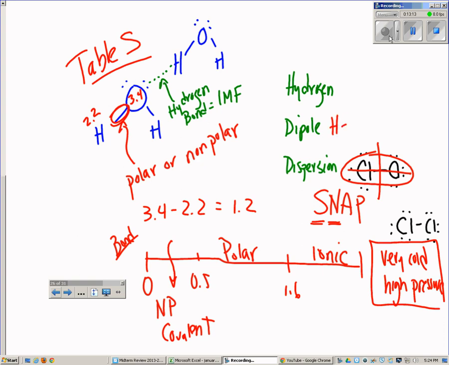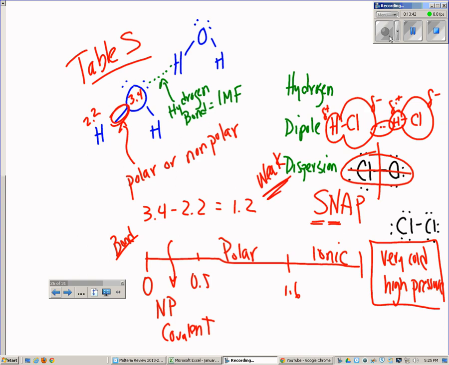Dipoles are a little different. In dipoles, you have one atom that pulls the electron away from the other. It gives them a partial positive and a partial negative charge. Here you're going to have an attraction because the partial negative is attracted to the partial positive. This is a stronger intermolecular force. Dispersion is the weakest. You can just identify it as the weakest, or you can say it has weak intermolecular forces.